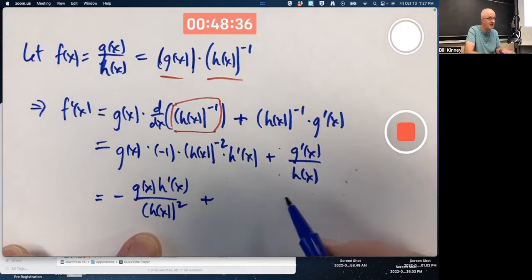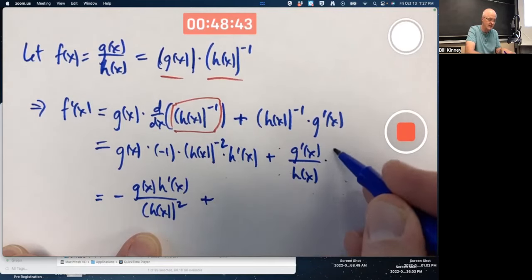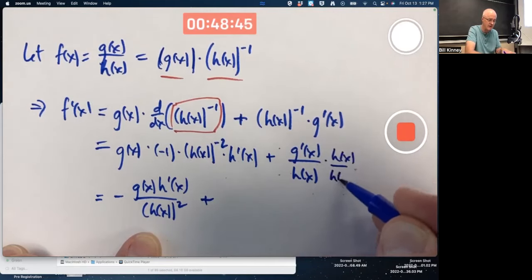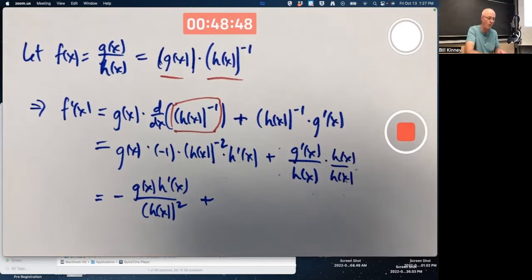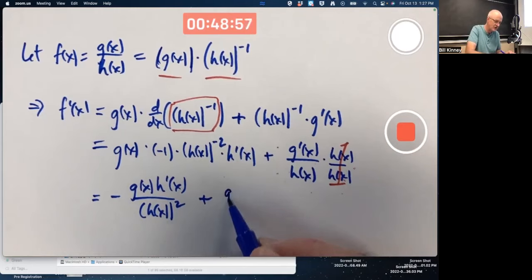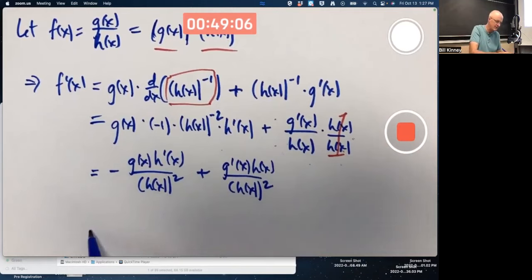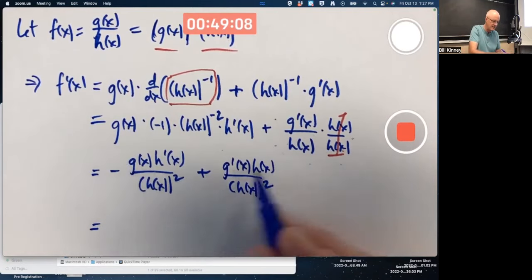I want to add the fractions to write the answer as one fraction. I better get a common denominator of h of x quantity squared. So I got to multiply this one by h of x divided by h of x, which is okay because that's a disguised form of 1. At least wherever h of x is non-zero. So I get g prime of x times h of x divided by h of x squared. And these now have a common denominator of h of x squared. Combine them into one fraction. And maybe rearrange the sides these are on.